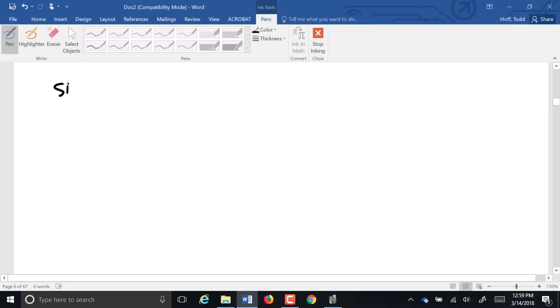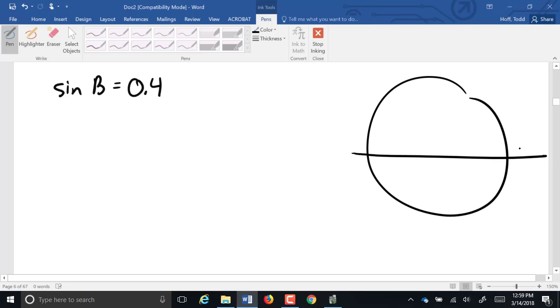What if I were to tell you you could find all those functions if we were only given one? Let's say I tell you that sine of B is 0.4. Why would you be able to find the others? Well, we know if we have sine and cosine, we can find all the others. But how can I find cosine from just the sine? You could find cosecant, but there's a simpler way to get to our cosine here.